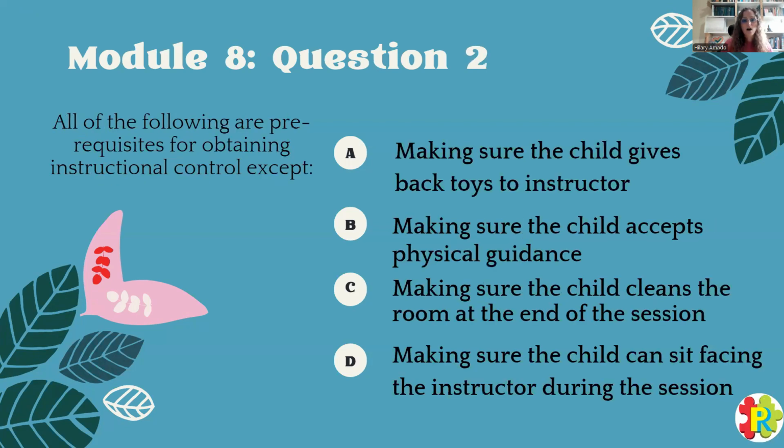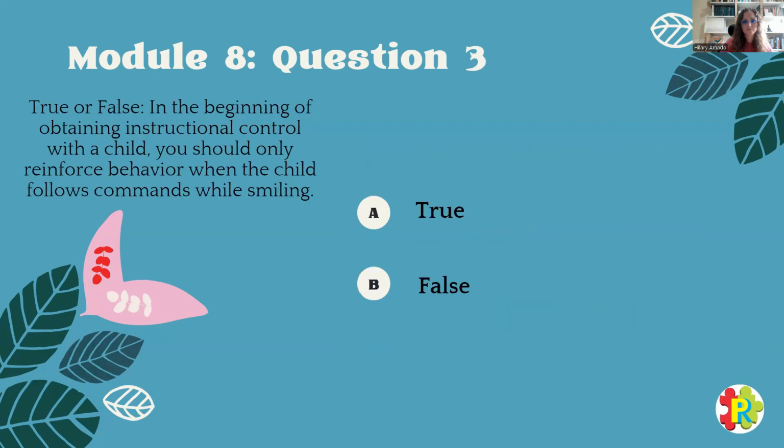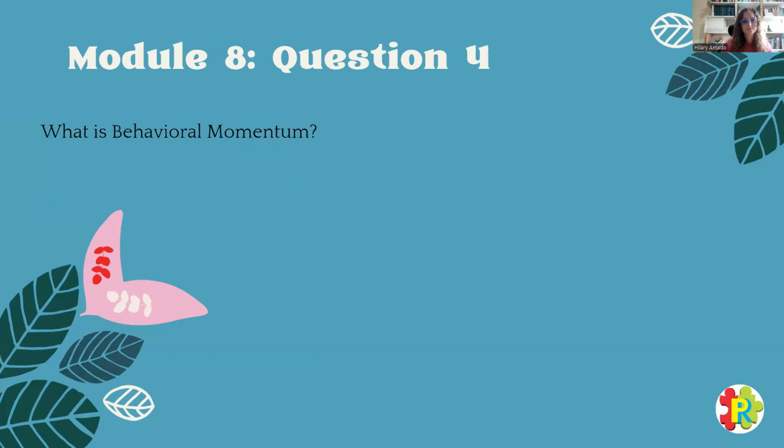Question 2. All of the following are prerequisites for obtaining instructional control except... Question 3. True or false? In the beginning of obtaining instructional control with a child, you should only reinforce behavior when the child follows commands while smiling. Question 4. What is behavioral momentum?